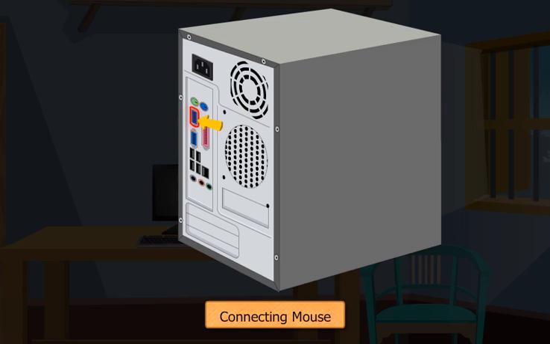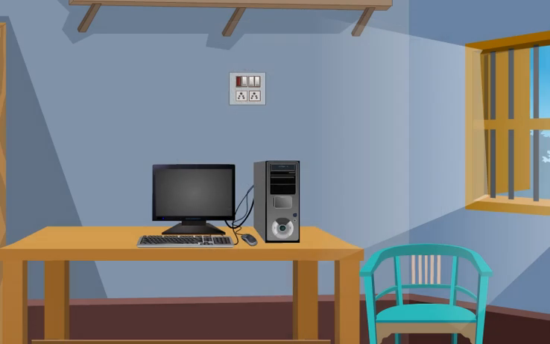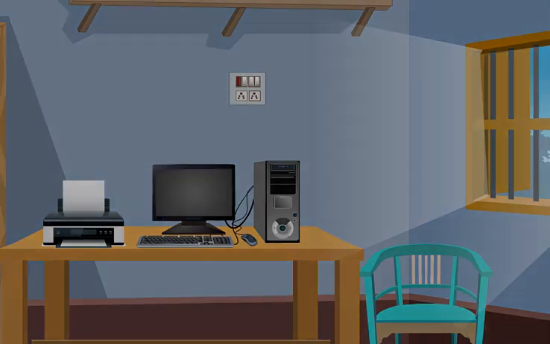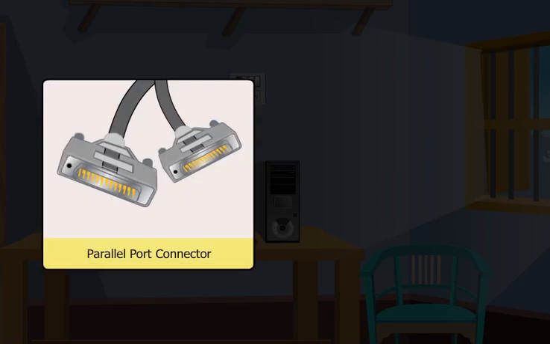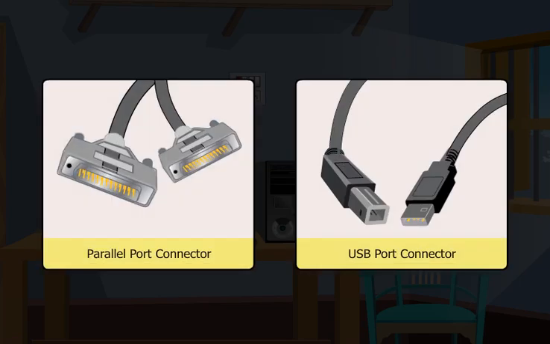If the mouse has a serial connector, connect it to the serial port in the system unit. And if the mouse has a USB connector, connect it to any USB port in the system unit. Now, we need to connect the printer to the system unit. Printer has two models of connectors. They are parallel port connector and USB connector.